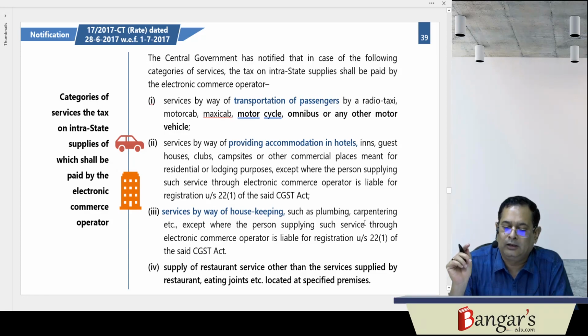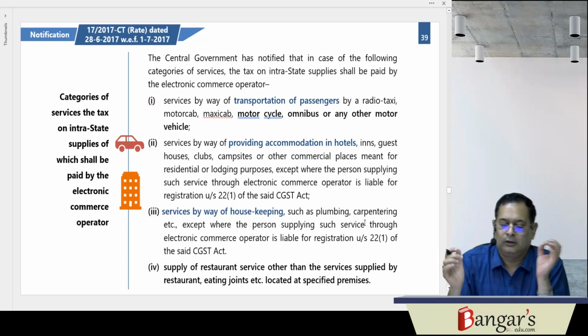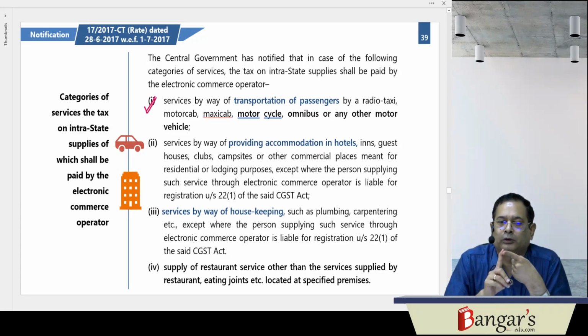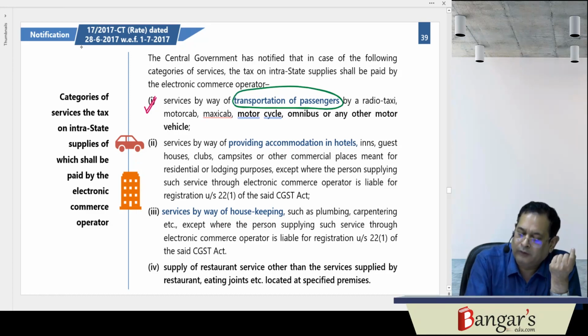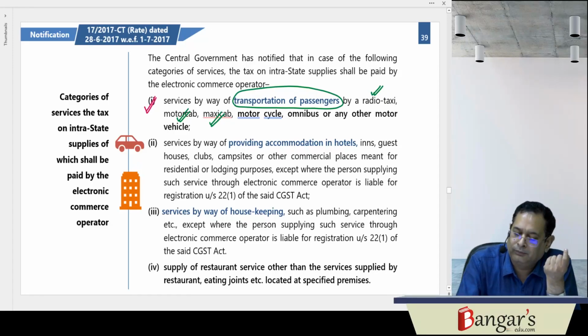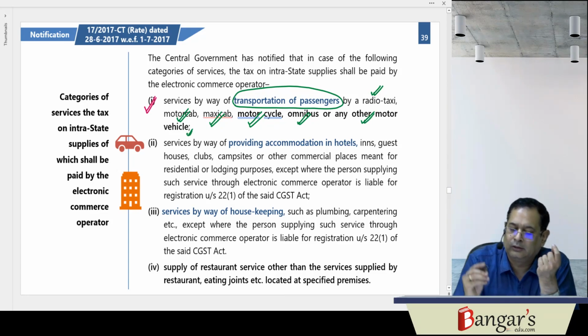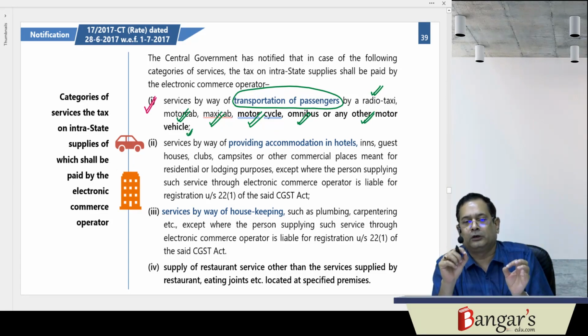So fundamentally, this section 9(5) notification has been amended. Certain amendments have been made here. Number one is services by way of transportation of passengers. This transportation of passengers can be by a radio taxi, motor cab, maxi cab, motorcycle, omnibus, or any other motor vehicle.